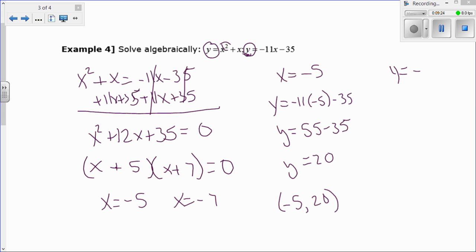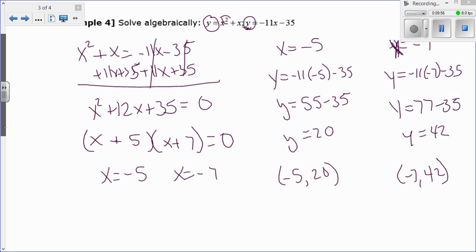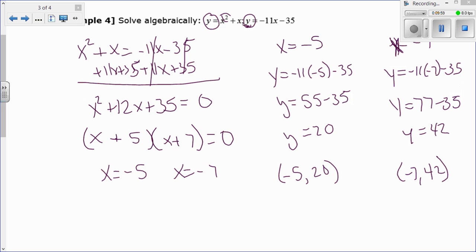If x equals -7, we have y equals -11 times -7 minus 35. So y equals 77 minus 35. So y equals 42. So I have -7, 42. All right, you can check these graphically if you want. Or you can check by typing it in your calculator and then looking to make sure you get those answers.